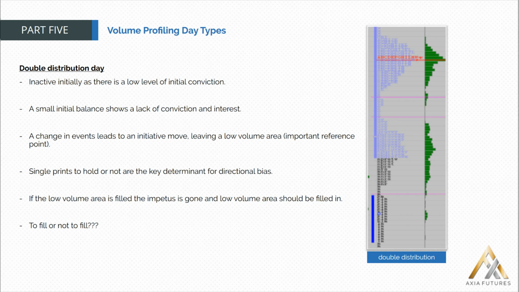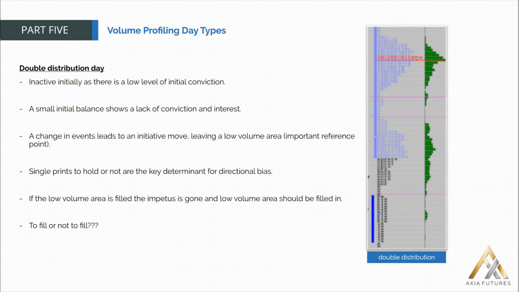Now, note, it does tend to leave a low volume area or an untraded area of prices. This untraded area is crucial in a double distribution day, as again it gives a little bit of a lean towards one direction or the other. And note, in the double distribution, these single prints or this low volume area will tend to hold, and so long as it holds, the market will continue to trend or hold the directional trend for the rest of the day.